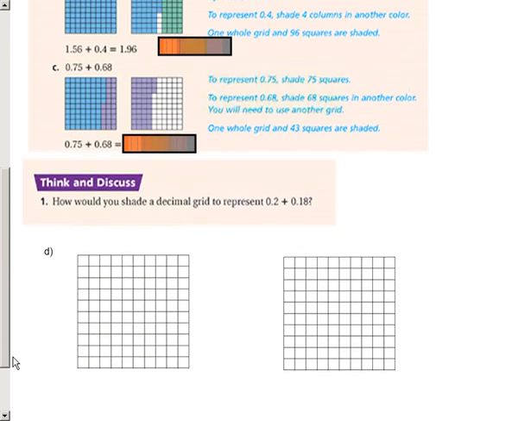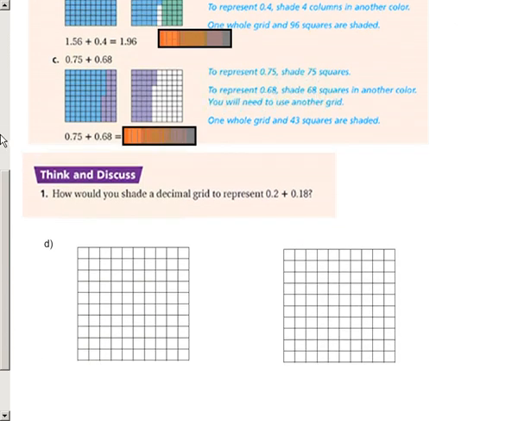For C, I have 75 hundredths plus 68 hundredths. So first I shaded in 75 hundredths in blue. Then I shaded in another 68 hundredths in purple. Notice I filled up a whole and had to keep going. So what do I have all together? Well, I have 1 whole grid. I've got 4/10, and then I've got 3 hundredths. So 1 and 43 hundredths.